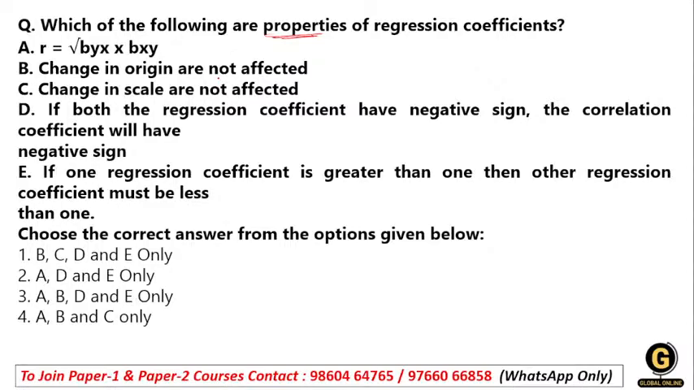Option B: change in origin is not affected. Option C: change in scale is not affected. Here there is scale and here is origin. Option D: if both the regression coefficients have a negative sign, the correlation coefficient will have a negative sign. This statement is talking about whatever the sign of the regression coefficient, that exactly will be the sign of the correlation coefficient, isn't it? Then we have option E: if one regression coefficient is greater than 1, then the other regression coefficient must be less than 1.